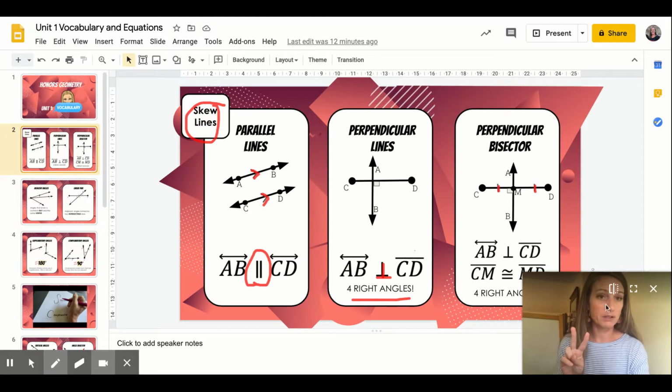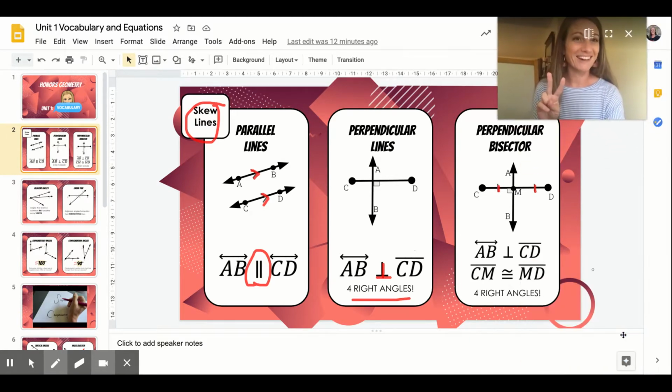Can I move my picture? There we go, okay. And it also says that AB is perpendicular to CD. So I have my 4 right angles here. All right, next one.